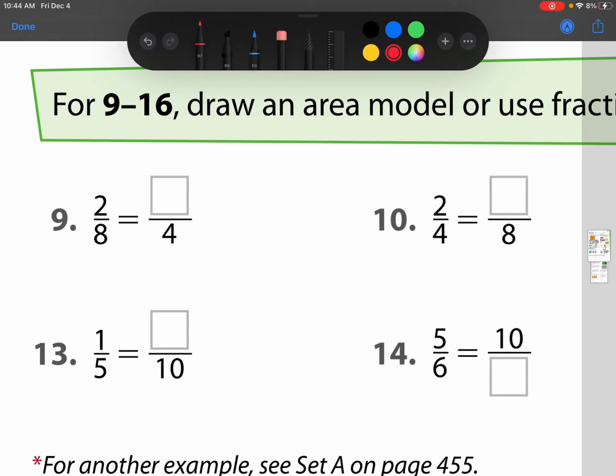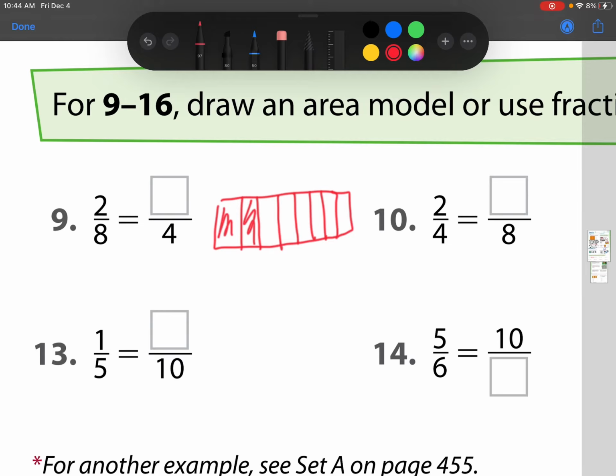Now for this one, it says draw an area model or use fraction strips to solve each problem. So here I have 2 eighths. So I need to break it up into 8 pieces. 1, 2, 3, 4, 5, 6, 7, 8. Let me check one more time. 1, 2, 3, 4, 5, 6, 7, 8. Oops, I had a little too many. Okay, and we have 2 parts shaded out of 8.